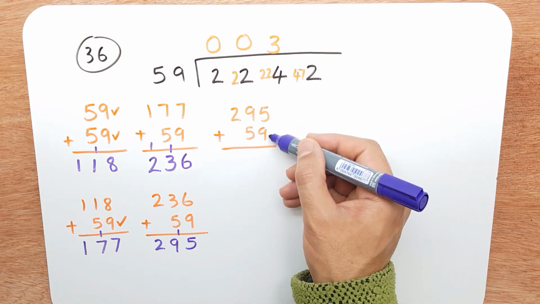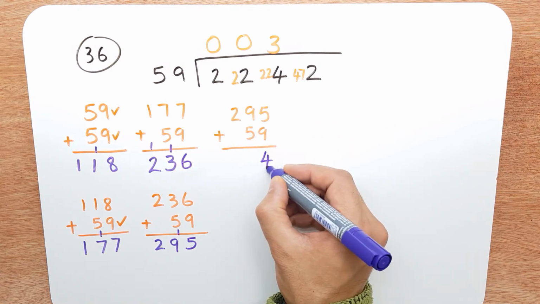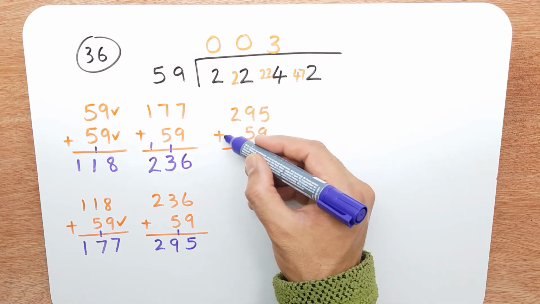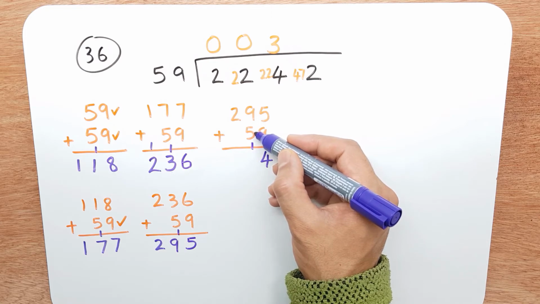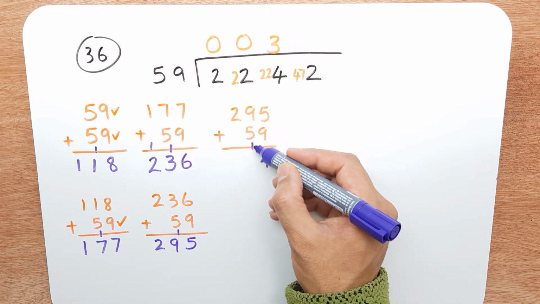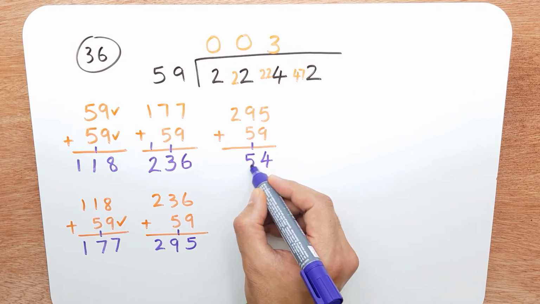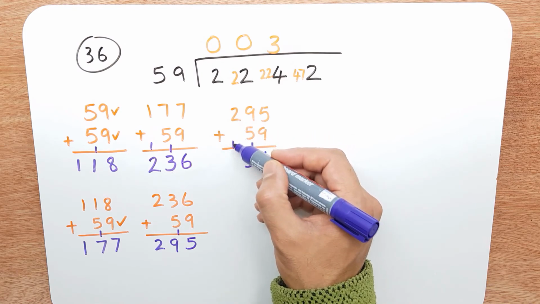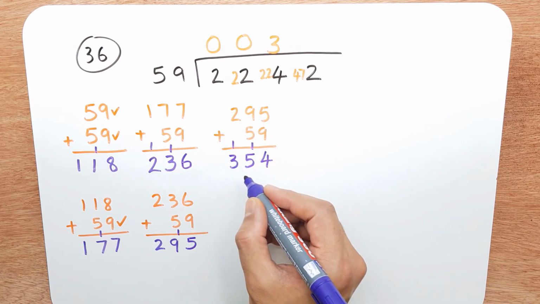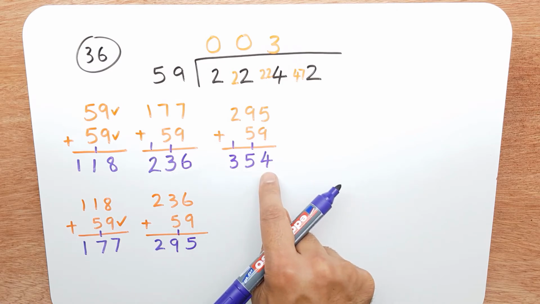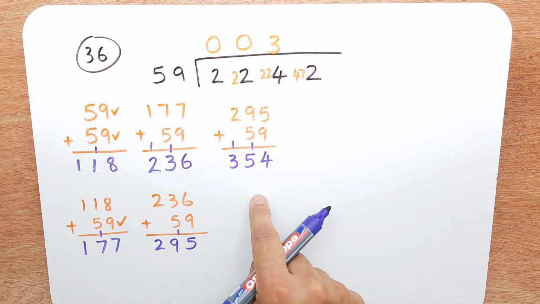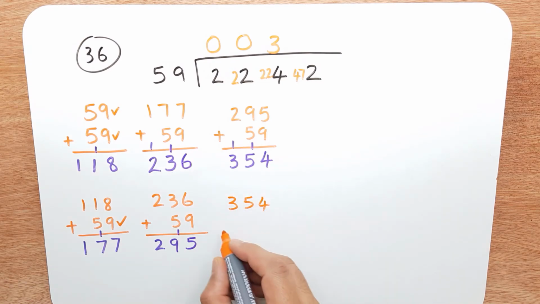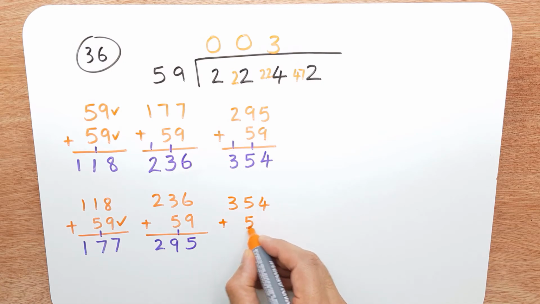5 add 9 is 14. We carry the 1. 9 add 5 is 14. Plus the 1 is 15. So we put the 5 down and we carry the 1 over. And finally we have 2 add 1, which is 3. So we have 354. We've not reached that target. So let's carry on. 354 add 59.